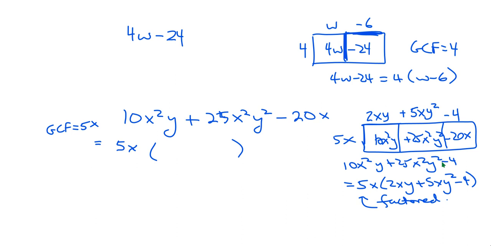So now, back to without the area model, I'm going to do the same thing, but you kind of have to do this in your head. 5x times what is 10x squared y? So when you think about it, if I said to you, 24 is equal to 4 times what? How would you know what goes in there? Well, if you know your times tables, you know that a 6 goes in there.